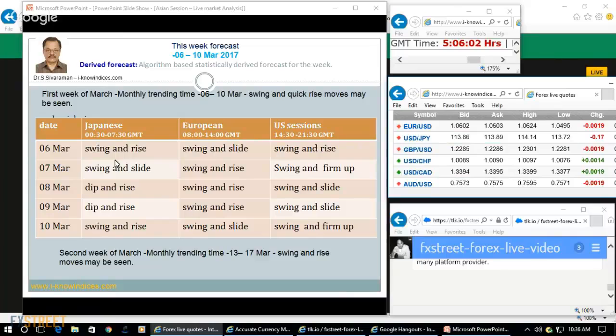Now, today is 6th of March. They are expected to make the swing and rise move during the Japanese session, and a week-beginning false move could be seen during the European session. Swing and slide could be seen. Then in the US session, again they are expected to gain the levels. Last week I was explaining that they are expected to gain the levels in the month of March, and they used Yellen's speech as the trigger.